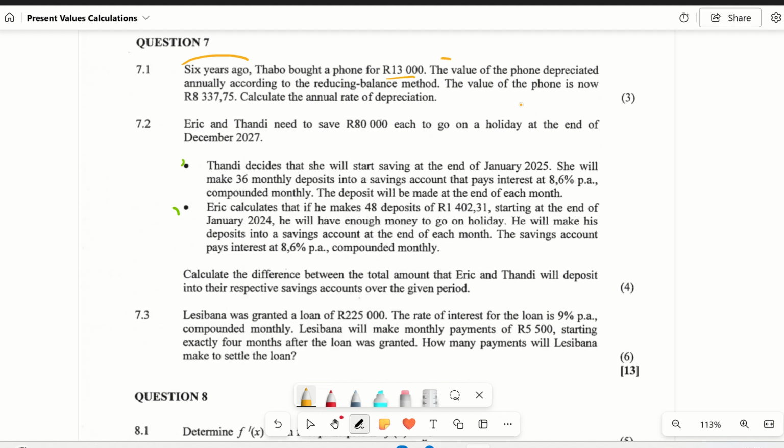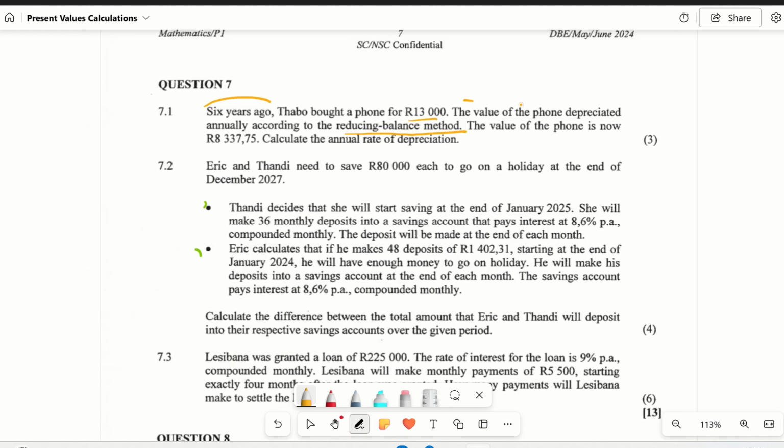The value of the phone depreciated annually according to the reducing balance method. You guys remember that there's two primary types of depreciation. There's the straight line type of depreciation. There's also the reducing balance. Reducing balance is on this formula: A equals P(1 minus i) to the power n, while the one on the straight line basis is P(1 minus i·n), like this. You guys remember that?